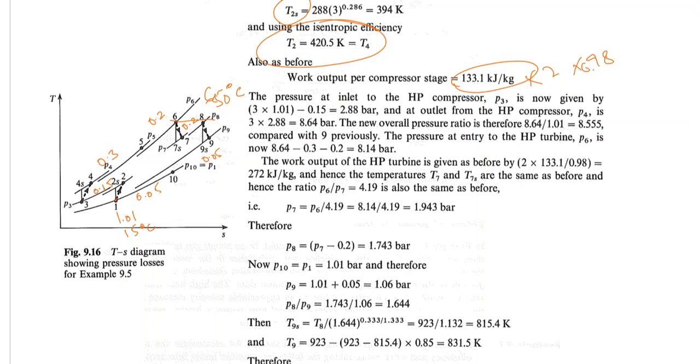Now the pressure P3, which is over here. We have a pressure drop of 0.15 in intercooling. But what would be the actual pressure at 3? From state 1, I have a pressure of 1.01 and a compression ratio of 3. So that would be 1.01 multiplied by 3, which gives 3.03, minus the pressure loss in the intercooler, which is 0.15 bar.